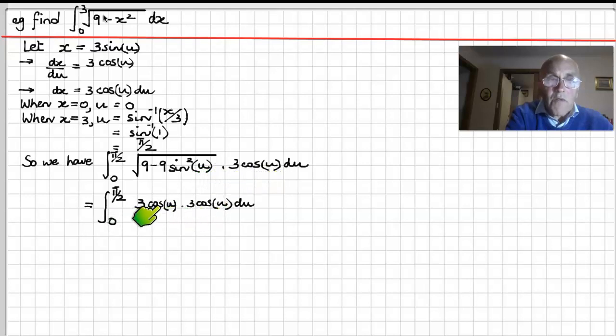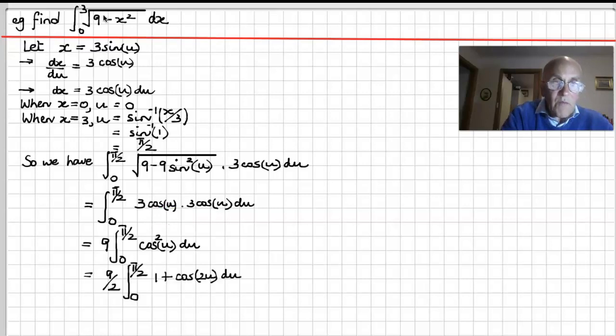We've got the integral of 9 cos squared u with respect to u, from 0 to pi on 2, and of course you know we're going to use the even technique, so that becomes a half of 1 plus cos 2u, and I've put the half out there, and that's very easy to integrate, isn't it? 9 over 2 times u plus a half of sine 2u between 0 and pi on 2.